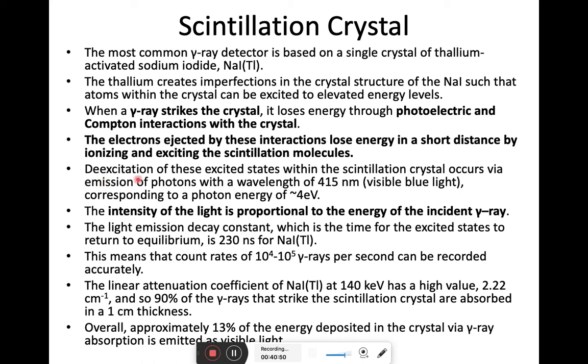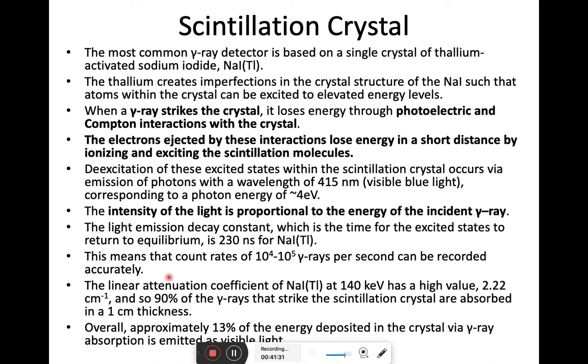The de-excitation of these excited states within the scintillation crystal occurs via emission of photons with a wavelength of 450 nanometers. This is visible blue light, which corresponds to a photon energy of 4 electron volts. The intensity of the light is proportional to the energy of the incident gamma ray. The light emission decay constant, which is the time for the excited states to return to the equilibrium state, is 230 nanoseconds for NaI(Tl).